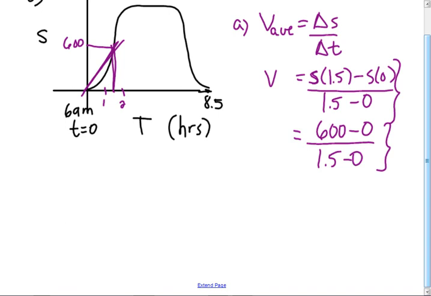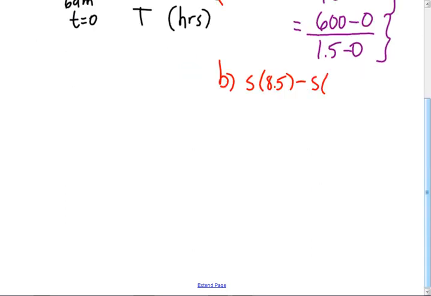B. Calculate the average velocity of the airliner between 7.5 and 8.5. So 7.5 is here. They just want this one. That's B. So it's S of 8.5. And if you write that down, you probably get something for that, and most likely you'll get the right answer. Then you just have to read it up. I'll let you guys do it.